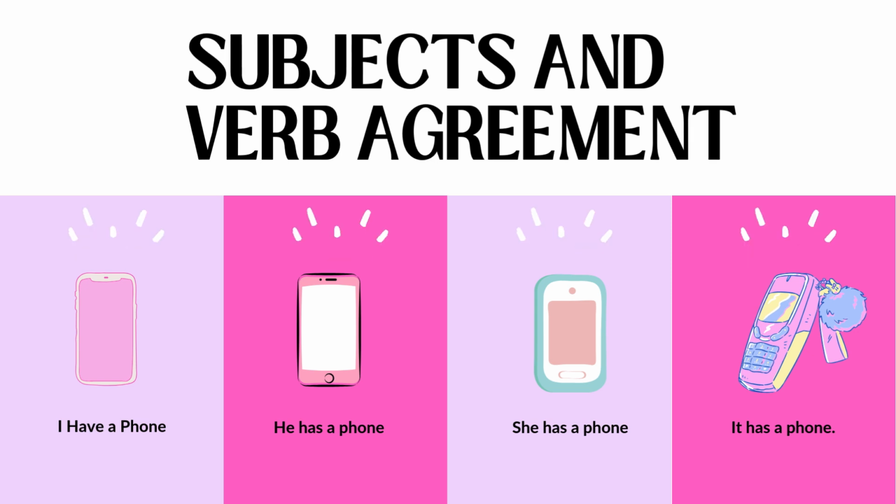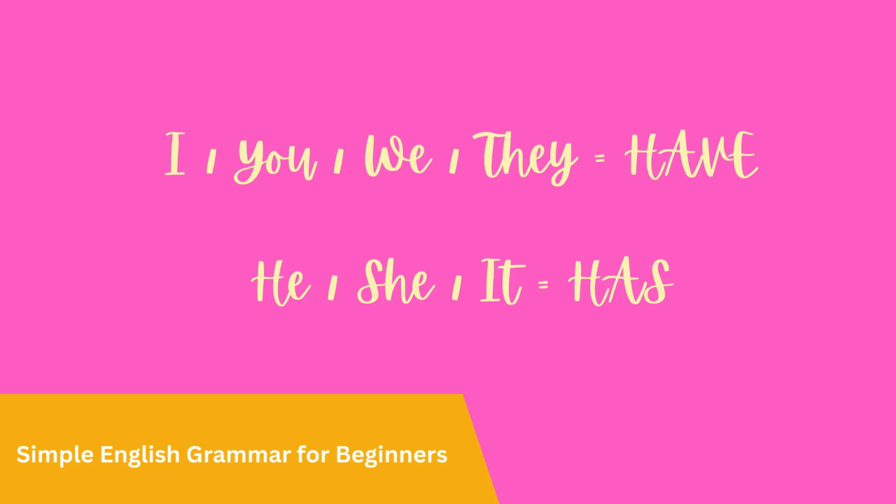The difference is I have, you have, we have, they have, he has, she has, it has. So remember, use have with I, you, we and they, and use has with he, she and it.